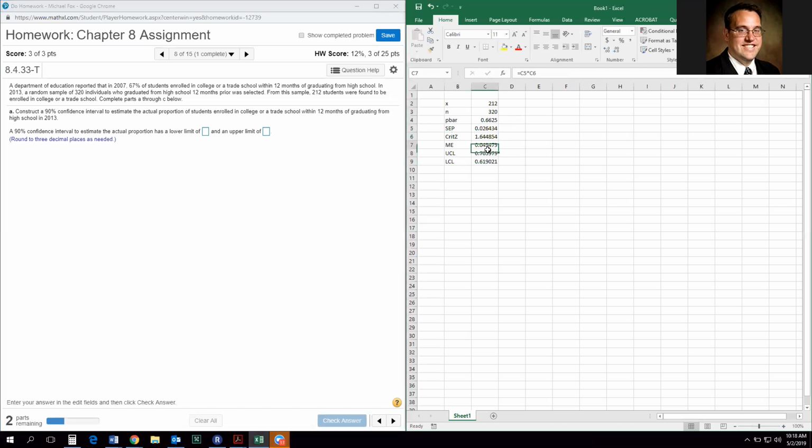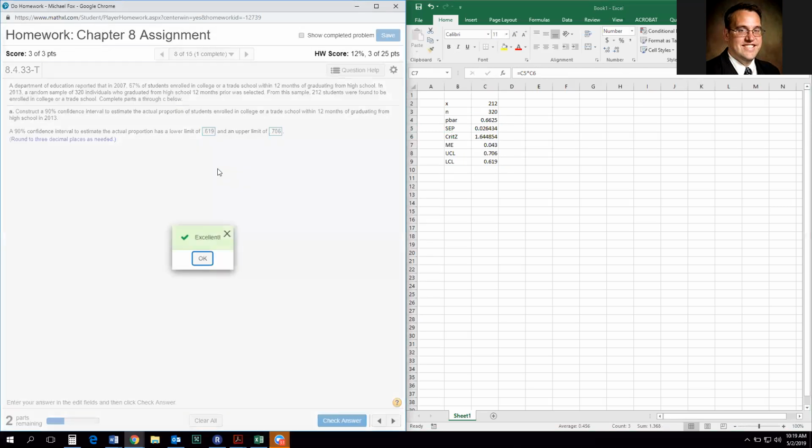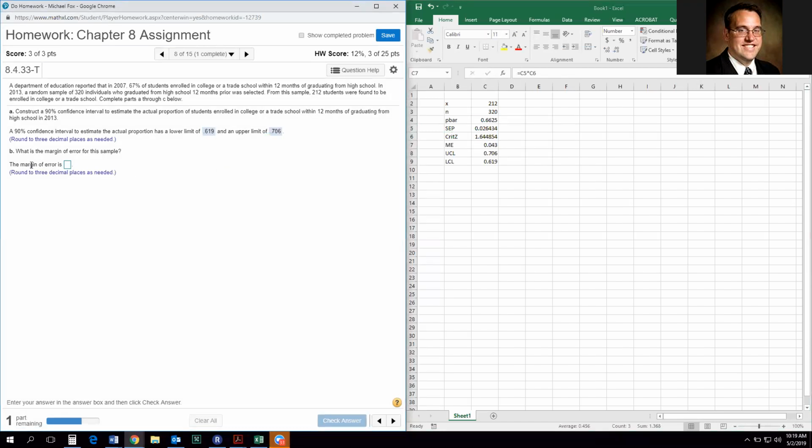To make our life easier, we'll round that to 3 since that's what it's asking for. So our lower is 0.619, our upper is 0.706. Then it asks us what our margin of error is. We've already figured that out, so it's 0.043.